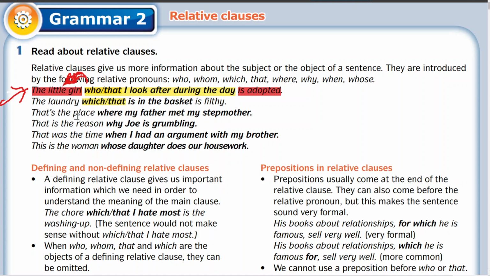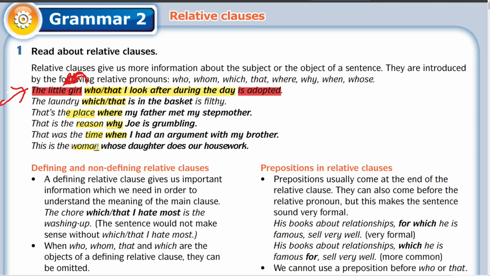That's the place. We're talking about place, right? So we use where, the place where my father met my stepmother. That is the reason. Sebab why? Sebab mengapa? Joe is grumbling. Remember grumbling? Grumbling is merungut. That was the time. Masa. Kita gunakan when. When I had an argument with my brother. Pergaduhan, argument.